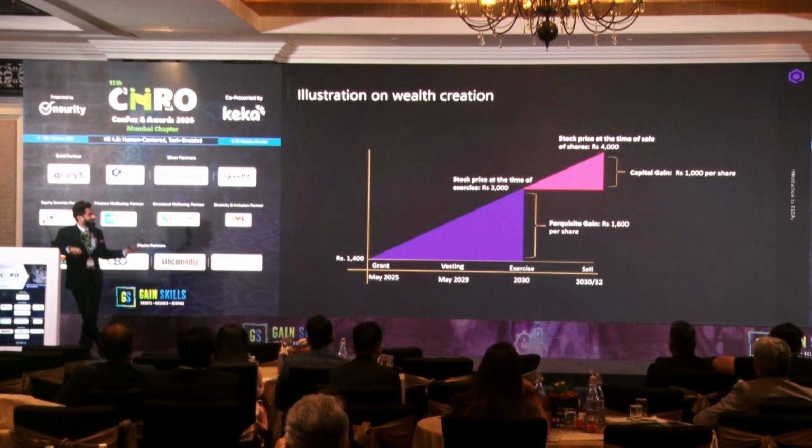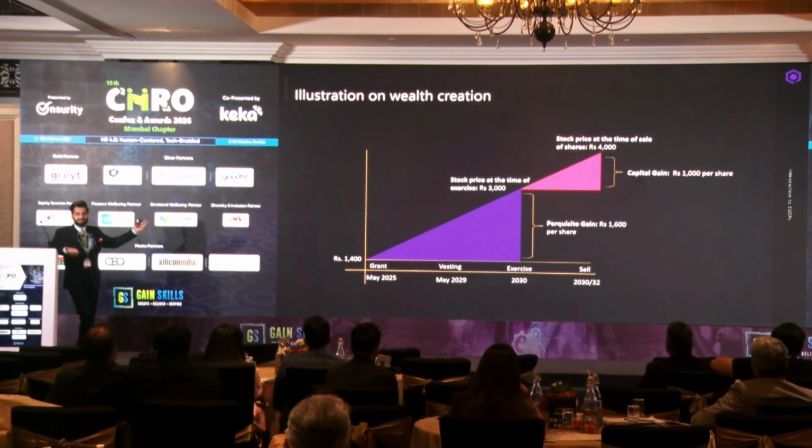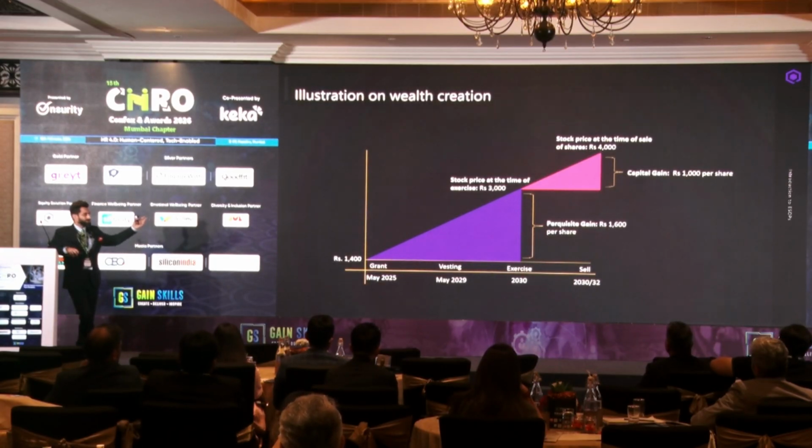And then if he's in a position to hold on to these shares, then it turns into a capital gain. Suppose the price is 4,000 after 2 years. In case of unlisted companies, he'll pay 12.5% on 1,000 rupees, which is the capital gains for him, which is the ultimate wealth creation from an employee perspective.